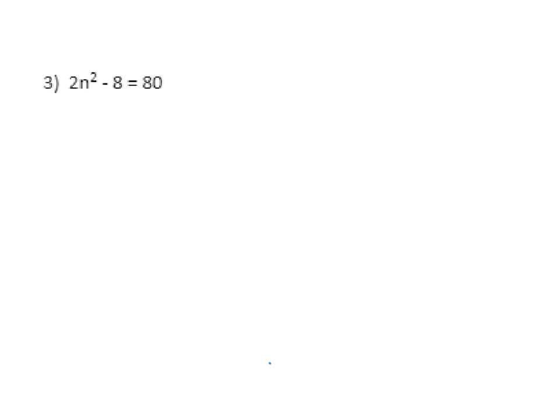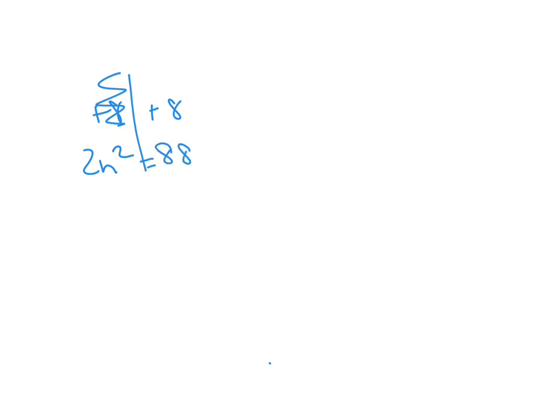So example 3 says 2n squared minus 8 equals 80. Once again, we're going to try to solve for the n squared, get it by itself. So we're going to add 8 to each side first. That way that cancels. We have 2n squared. 80 plus 8 is 88.